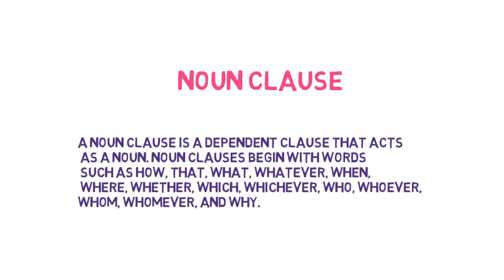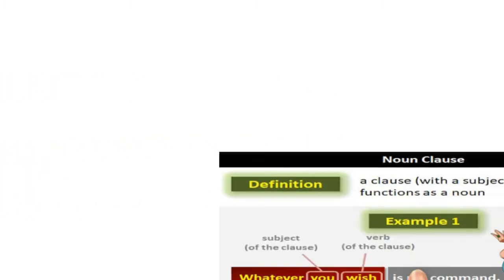So how will you identify a noun clause from a sentence? Just check whether that part of a sentence has a subject and a verb. Then check whether it begins with any of these words, like how, that, what, whatever. Simple. Don't you feel like that? To identify a noun clause from a sentence, you just have to check whether that part of a sentence has a subject and a verb and whether it begins with any of these words.